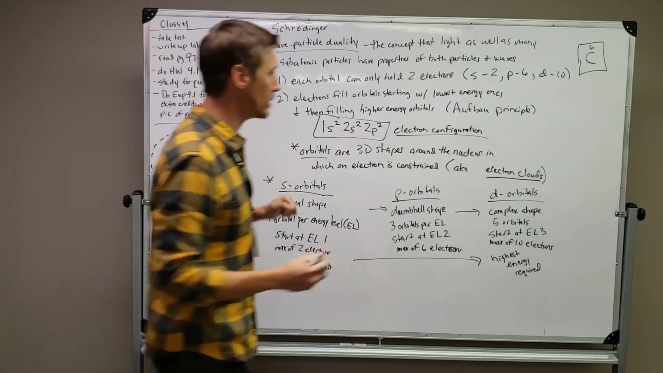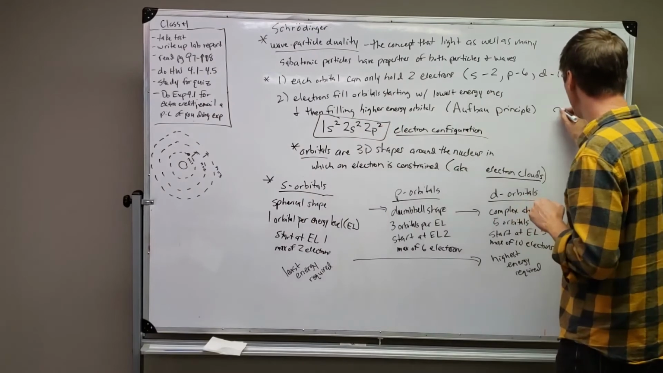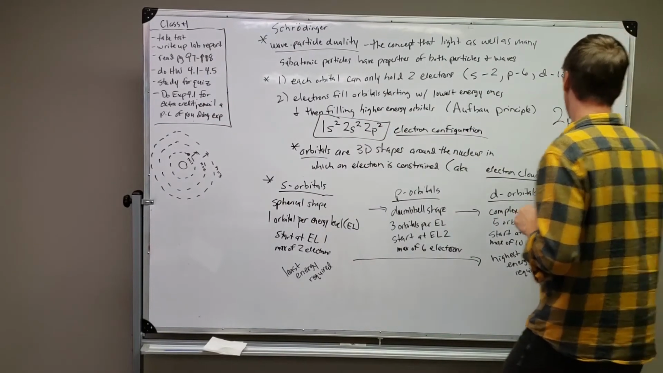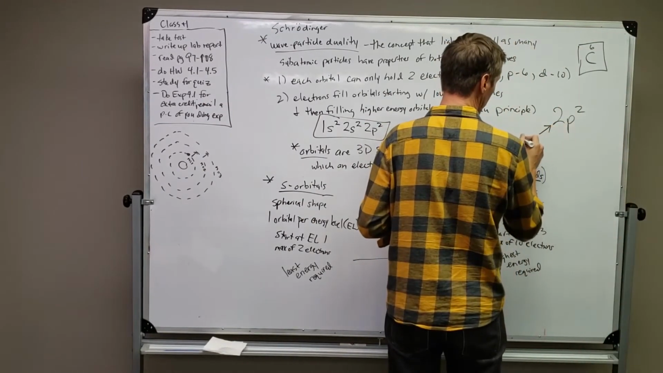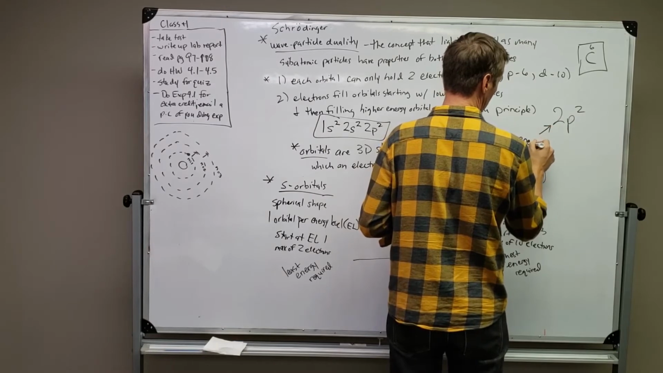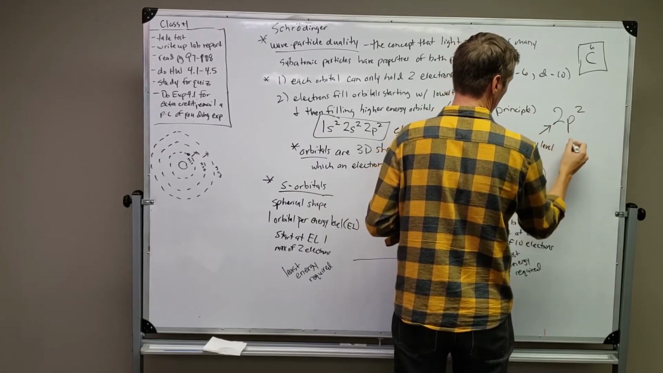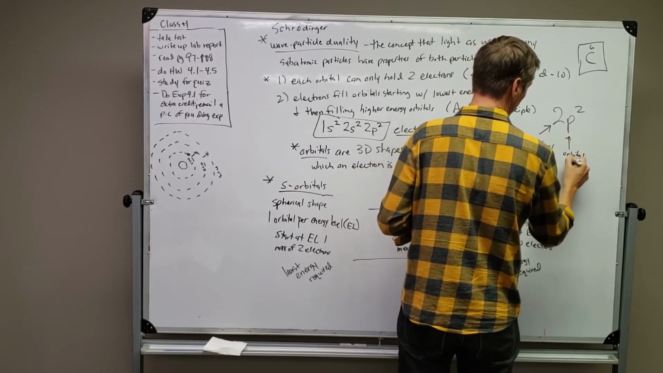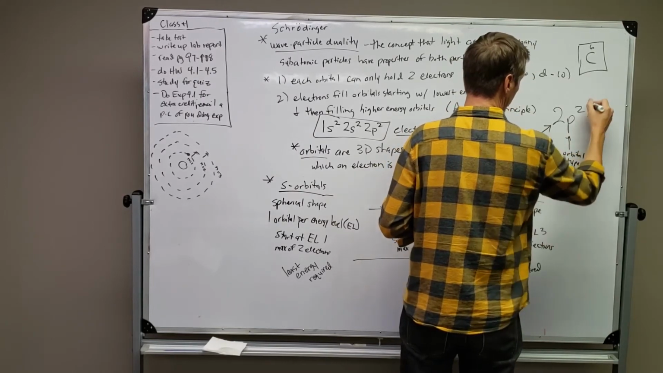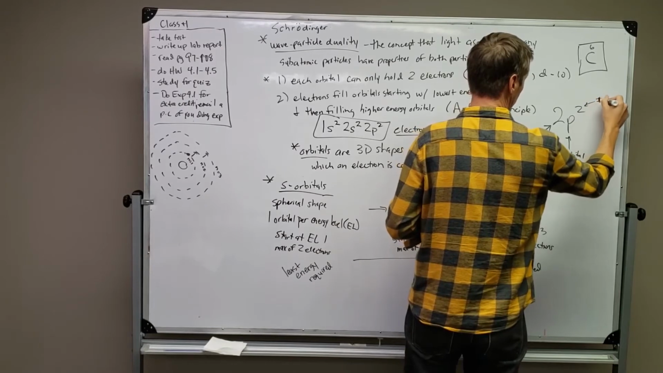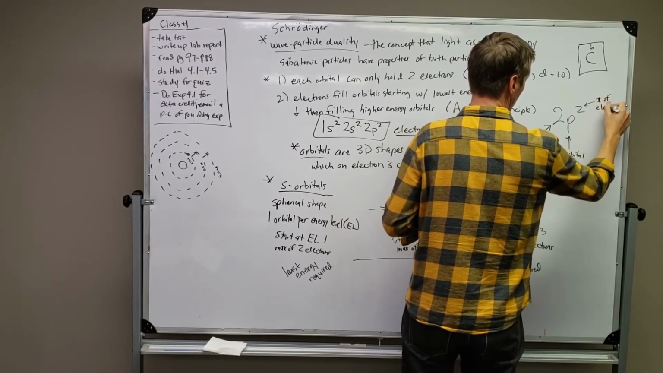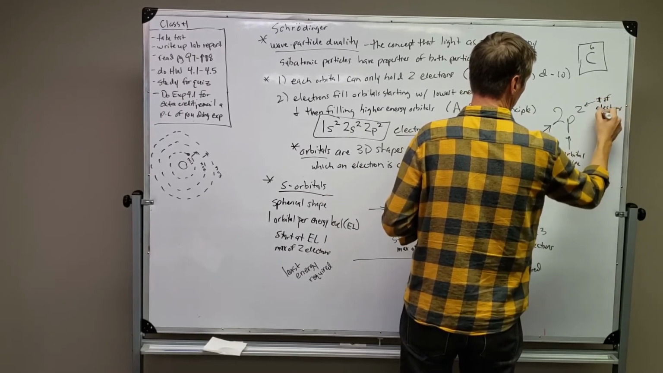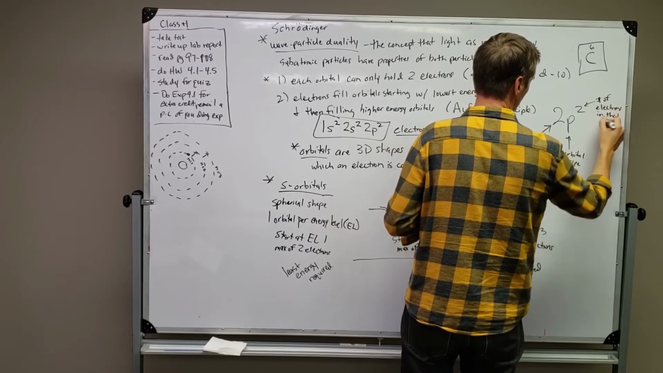Okay, so just to make sure that you understand, when I write 2p2, this 2 here refers to the energy level. This right here refers to the orbital type or shape, right? And this refers to the number of electrons in that orbital.